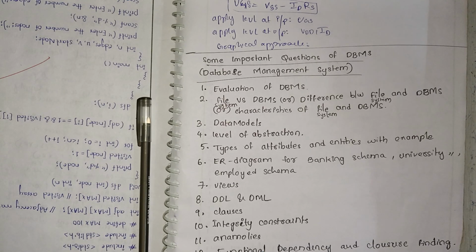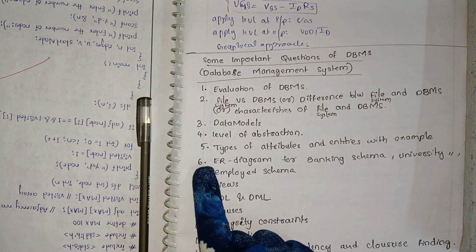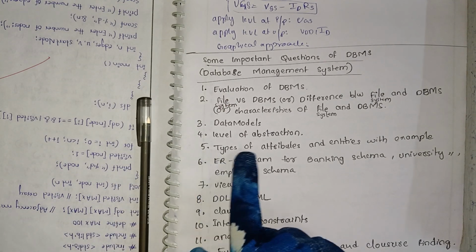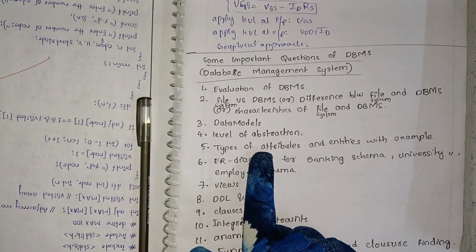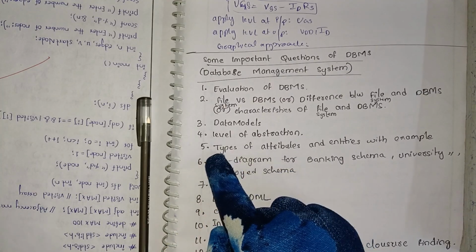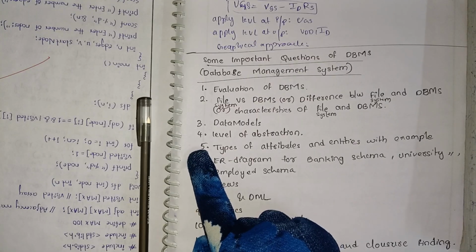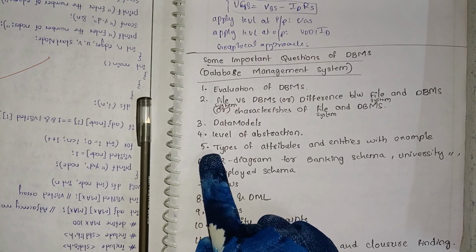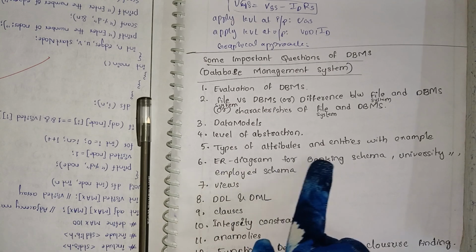Tech Study channel. So in the previous class I explained types of attributes, which is part of the fifth question's answer. Till now we have completed the fifth question and its answer, and in this class I will explain the diagram for banking schema.